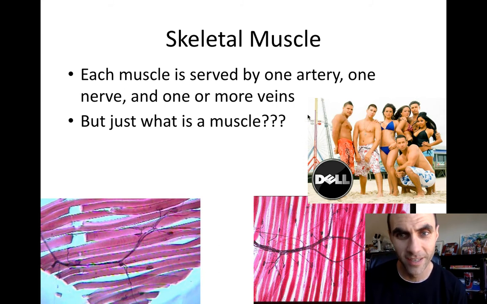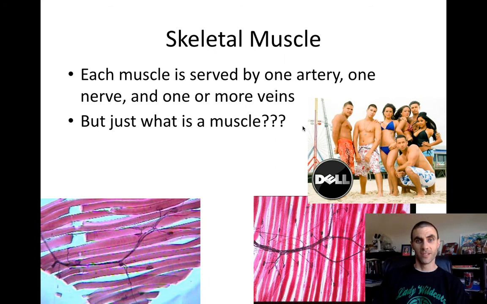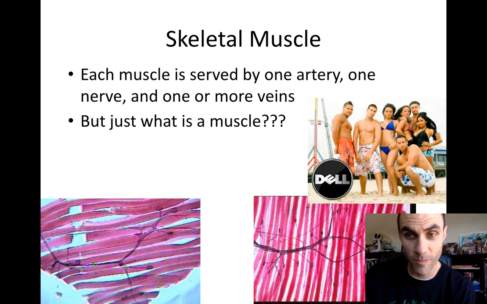That's weird. Okay, so anyways, skeletal muscle. Each muscle is served by an artery, a nerve, and one or more veins. So it's important to realize that skeletal muscle tissue is made of muscle tissue. It's made of vascular tissue. It's made of nervous tissue. All kinds of things.